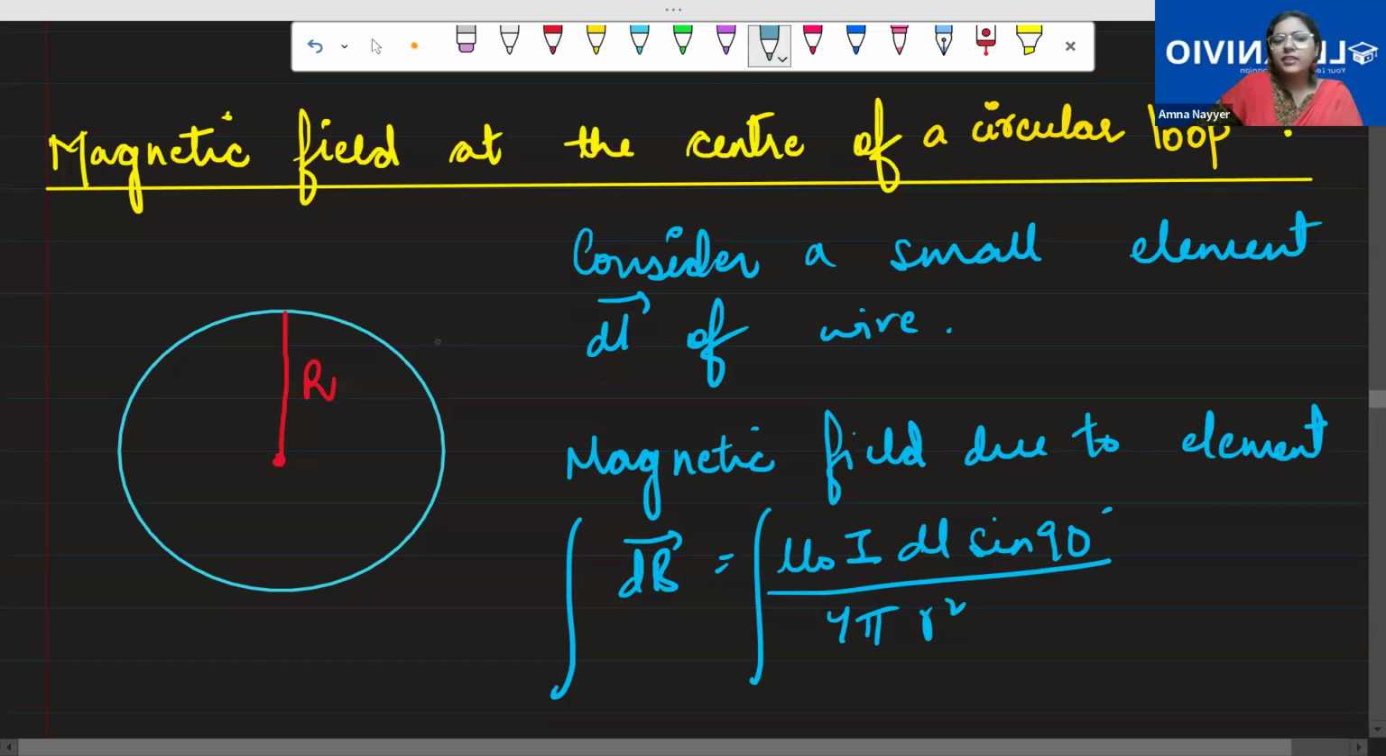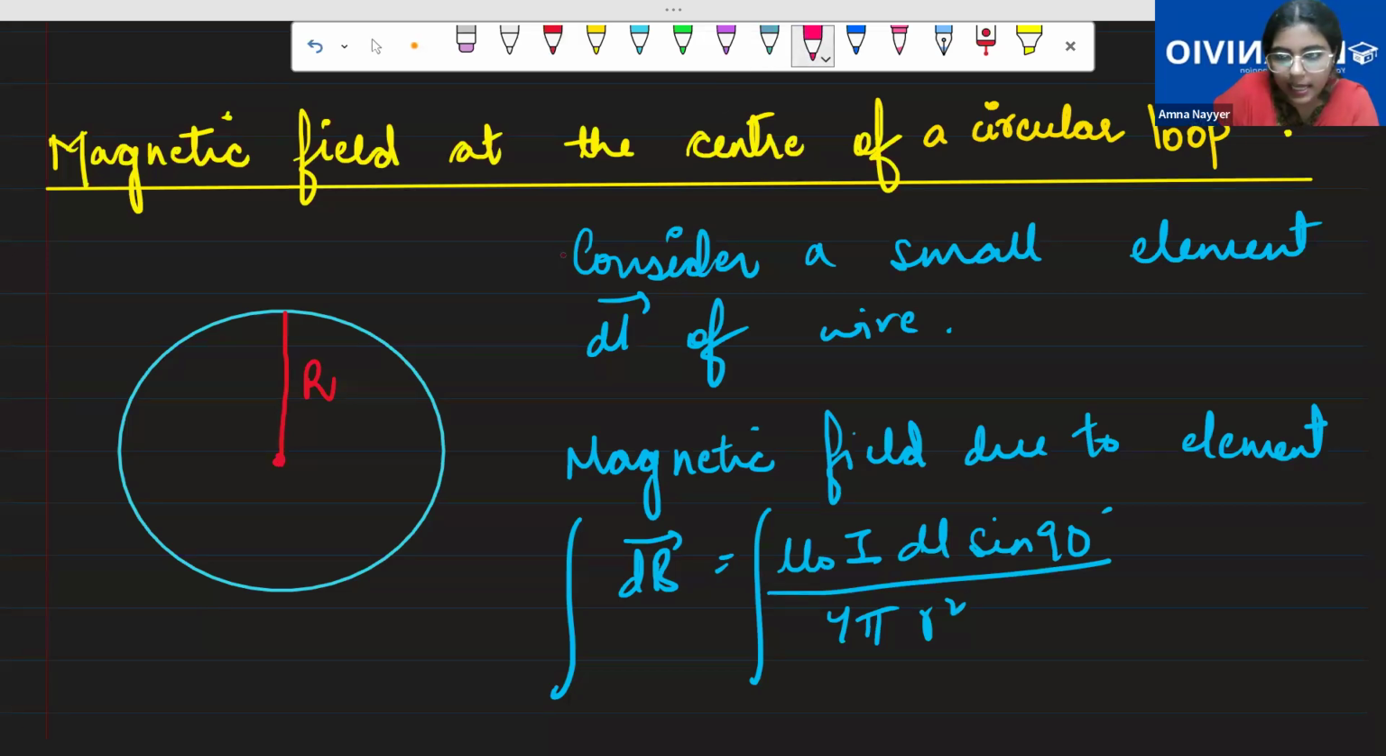Now we take a very small portion for our calculation purpose, a small length dl, which is our current element. So we just have a circular wire of radius capital R, and dl is a small portion that we have taken. Now, why did we consider this dl? What was the need of considering this dl?